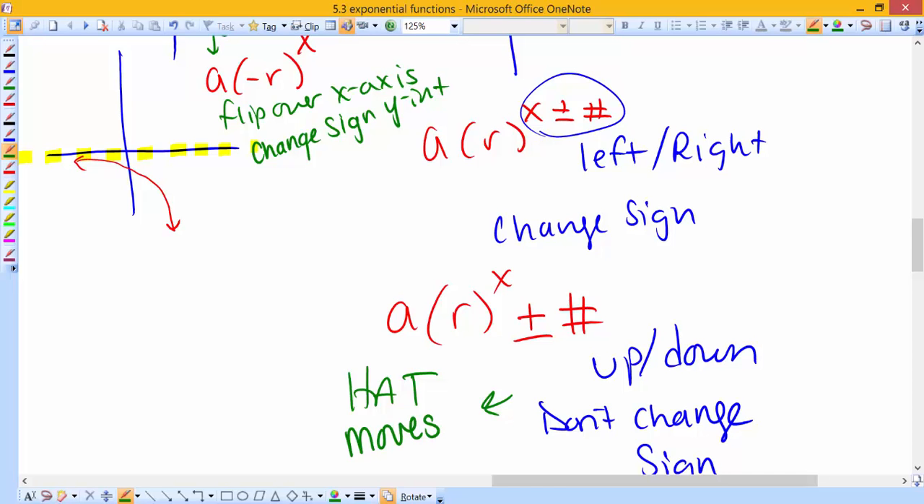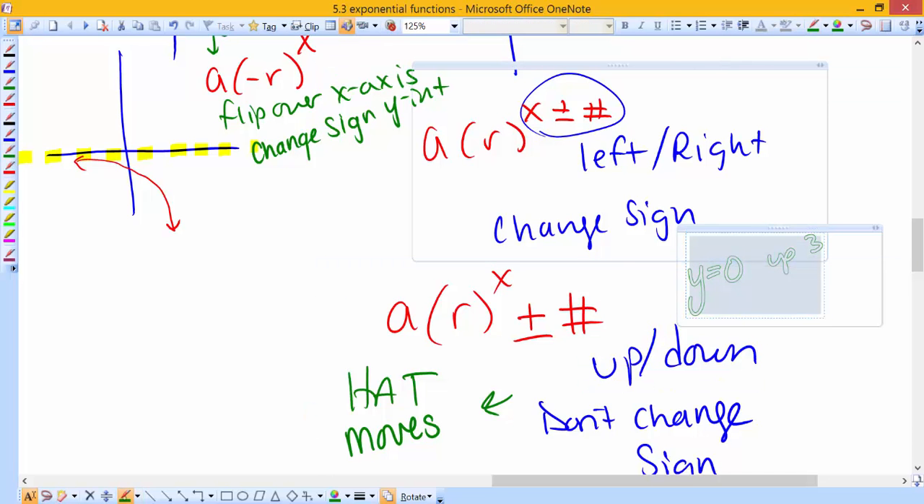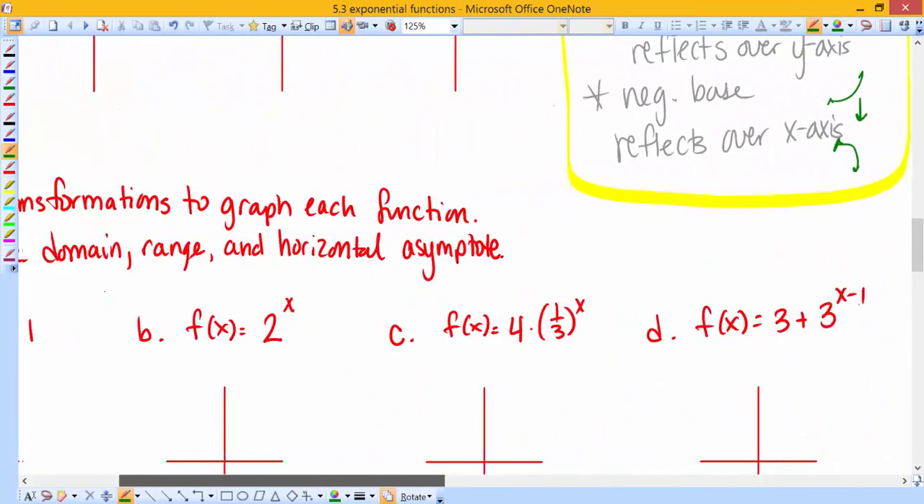So your horizontal asymptote is usually y equals 0. But when you see an up movement, let's say I go up 3, now the horizontal asymptote is going to be y equals 3. So pay attention to those movements.